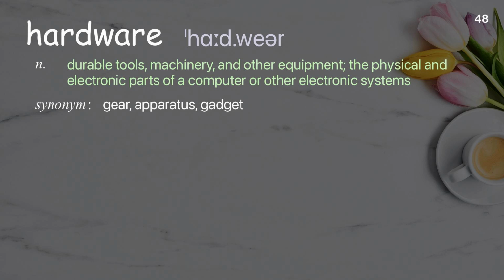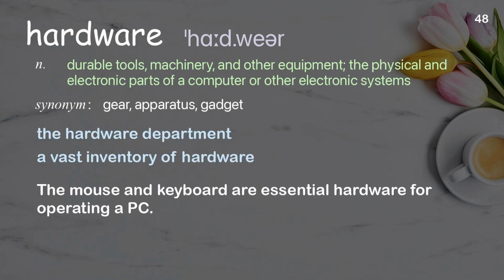Hardware. Durable tools, machinery, and other equipment; the physical and electronic parts of a computer or other electronic systems. Examples: The hardware department. A vast inventory of hardware. The mouse and keyboard are essential hardware for operating a PC.